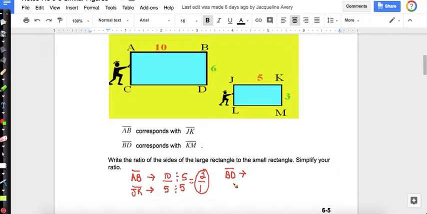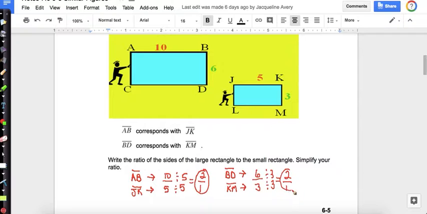So side BD corresponds to side KM, so we're going to put BD on top and KM on the bottom, because it said the ratio of the large to the small. BD has a value of 6, and KM, look at the picture, has a value of 3. Now remember, we're looking for a ratio, so what can we divide top and bottom by? 3. 6 divided by 3 is 2, and 3 divided by 3 is 1.